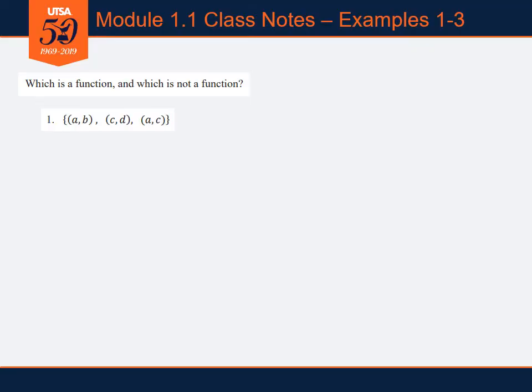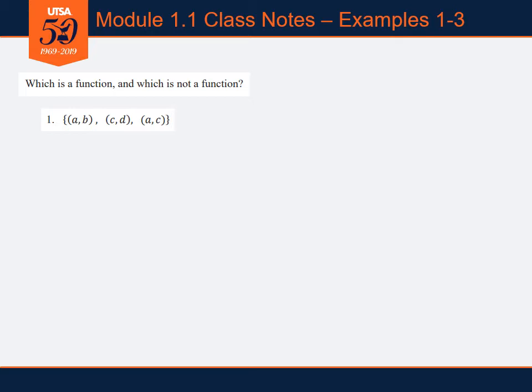Here in Module 1.1, we're looking at functions and the basic definition of a function, which in your reading you found is a relationship between input values and output values that follows one rule. And that rule is that every input value corresponds to exactly one output value. Another way to think about that is that no input value corresponds to more than one output value. You can't have more than one output for a given input. Let's see how that works through these examples.